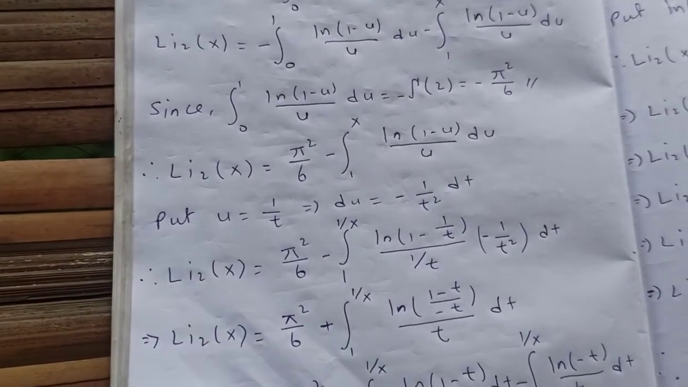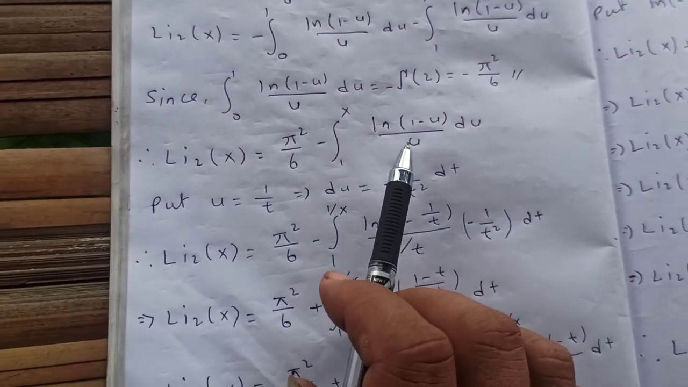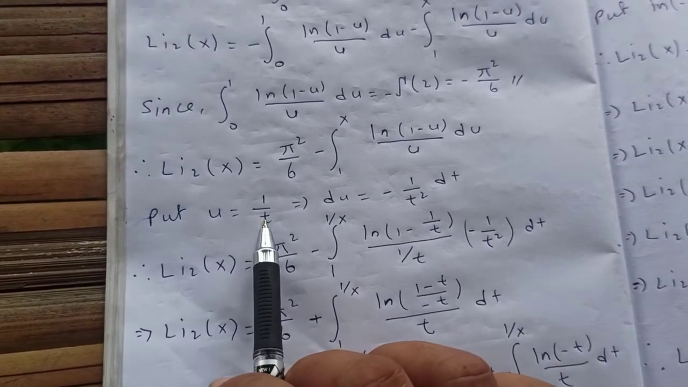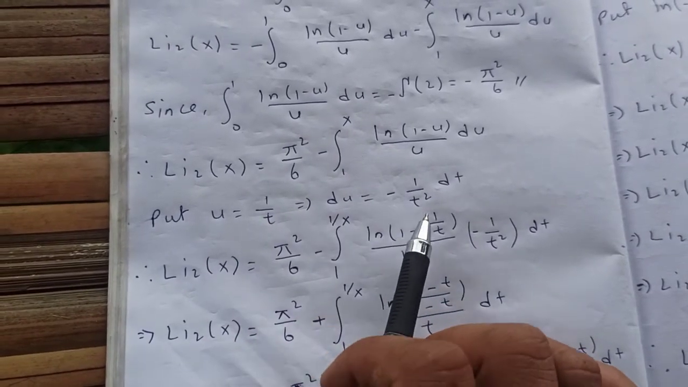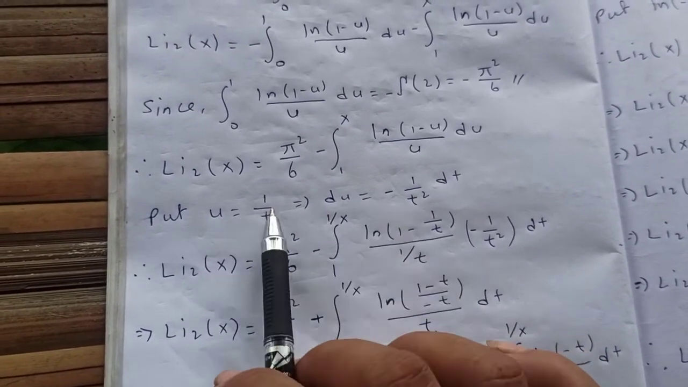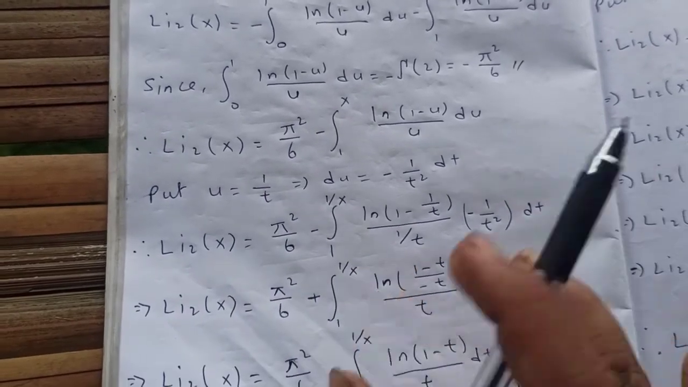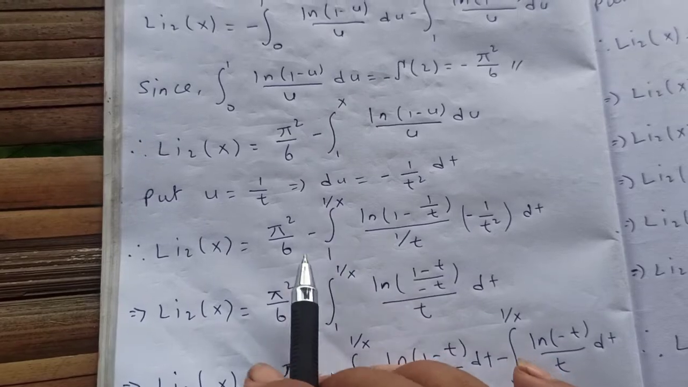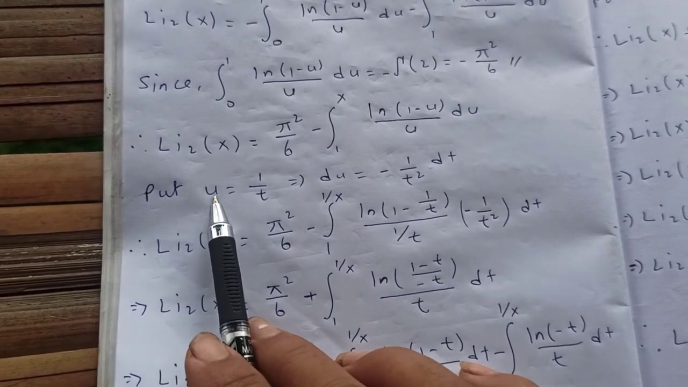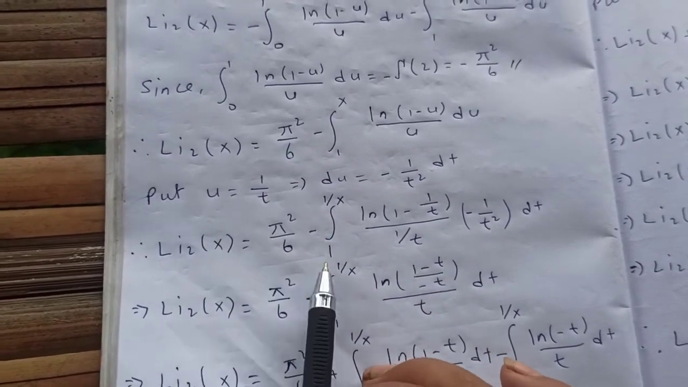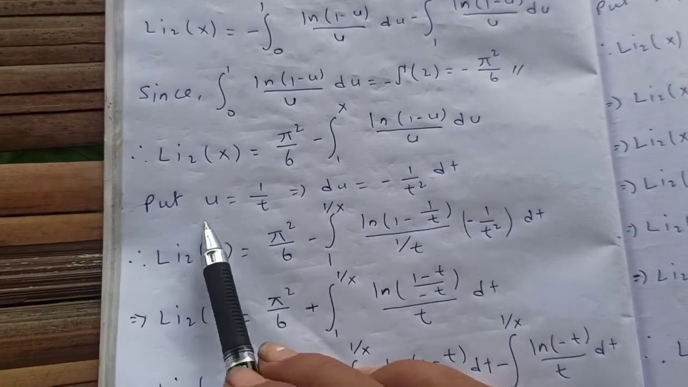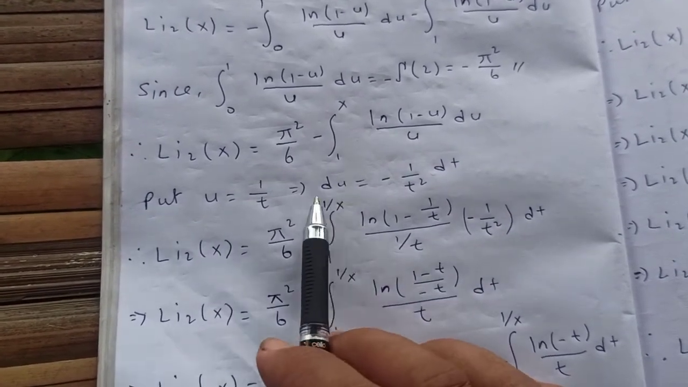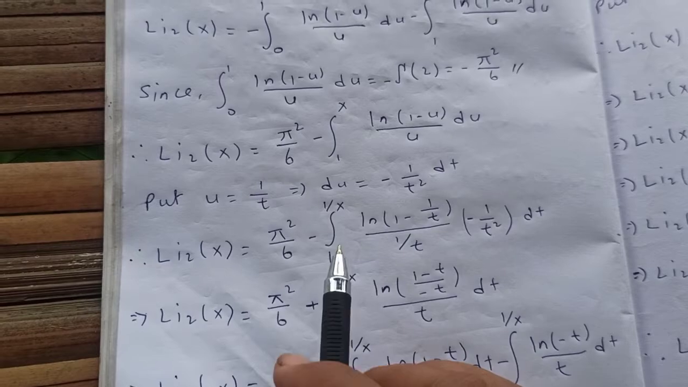Now we are going to substitute u equal to 1 over t. Then du is negative 1 over t square dt, right? I hope you are clear. Differentiate both sides. So Li2 of x is pi square over 6 minus the integral where, when u is equal to 1, t is just 1, right? And when u is x, t will be 1 over x. Those are the upper and lower limits.